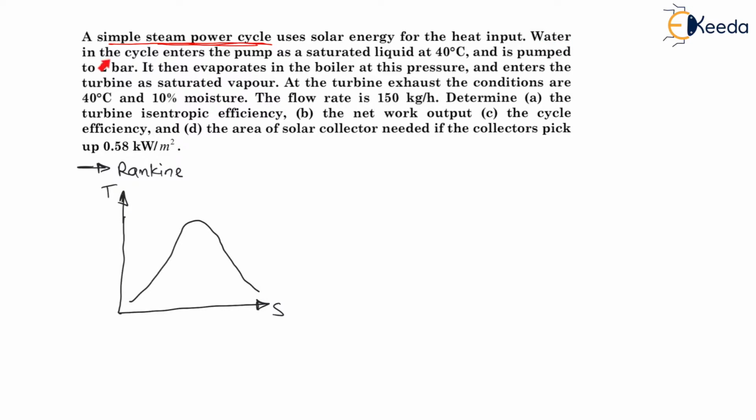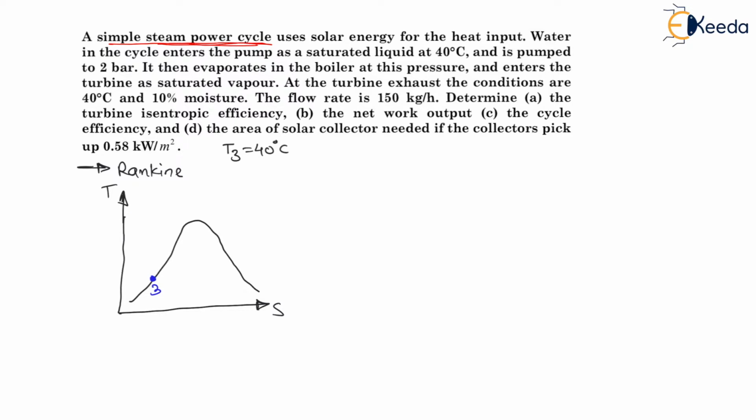Now water in the cycle enters the pump as saturated liquid at 40 degrees Celsius. Now entry to the pump we have represented as point 3. So let us draw this point 3, which is the saturated liquid state. Therefore this is point 3. They have mentioned the water in the cycle enters the pump as saturated liquid at 40 degrees Celsius. Means temperature at this point 3 is 40 degrees Celsius. They have given T3 is equal to 40 degrees Celsius.